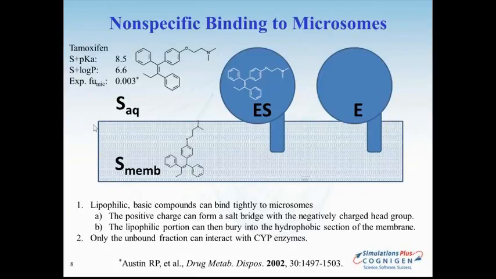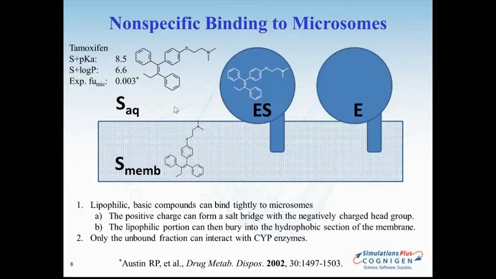So why might this be? What is happening here is non-specific binding to the microsome. If we look at a particularly basic lipophilic compound, tamoxifen, here we predicted the pKa to be 8.5, so it has this basic nitrogen here, and then a very high log P, 6.6, predicted by ADMET Predictor. You can imagine this group is fairly hydrophobic. And then the experimental FUmic, the fraction unbound to the microsomes, is 0.003. Again, this comes from Austin.